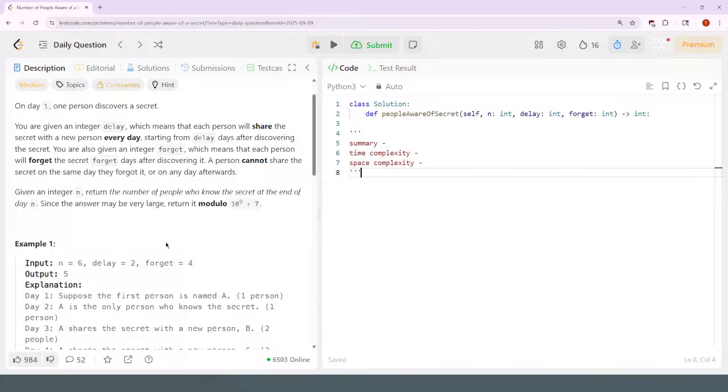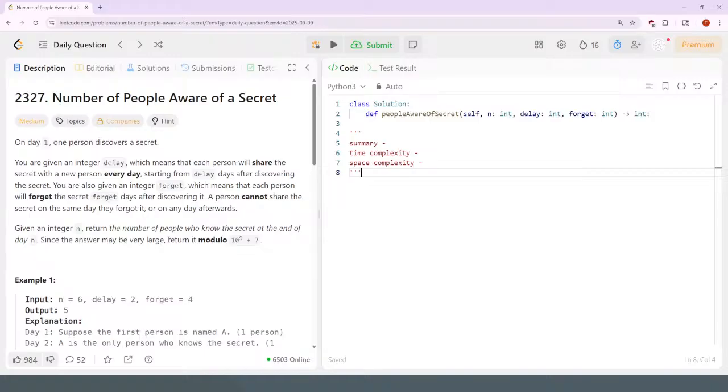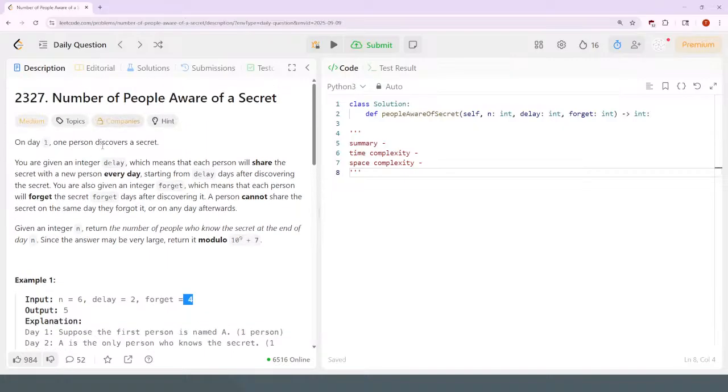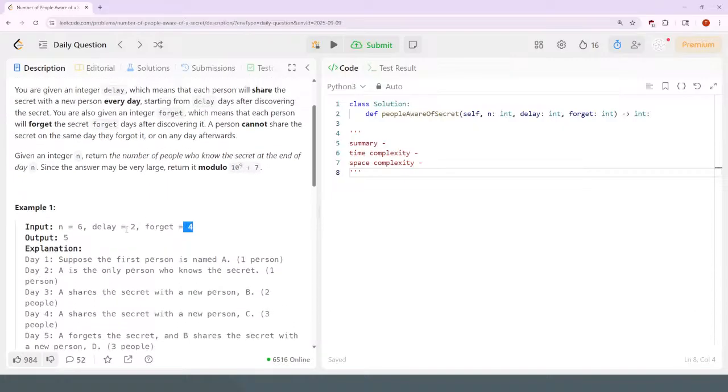So if n is 6, that means after 6 days, where it takes 2 days before they share the secret, and 4 days until they forget. So I think day 1 starts with 1. Okay, yeah. And then day 2 is still 1, I think, right? Yeah, because it's still within delay. Day 3 is when they start sharing it.